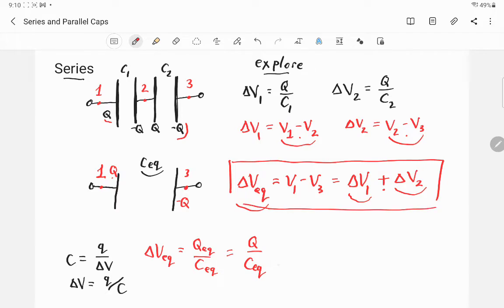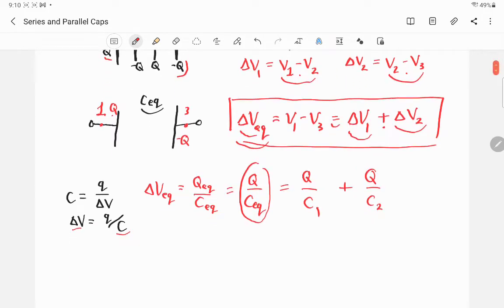But what's interesting is if I know the potential difference, then I can say something about capacitance. And because all of the potential differences are in terms of the same charge separated but different capacitances, look at what we can write. The difference in potential across the equivalent capacitance is right here, and it is equal to the sum of the potential differences across the other two capacitors, but those are simply this.